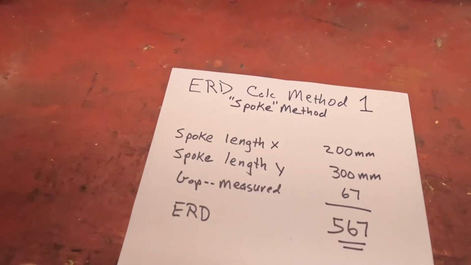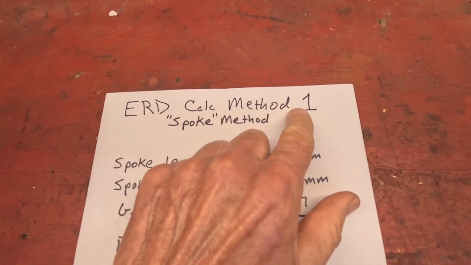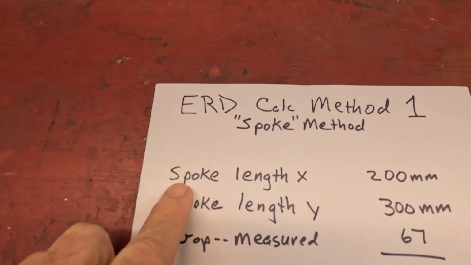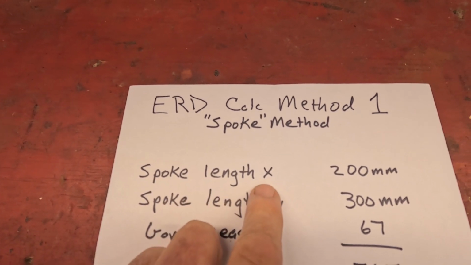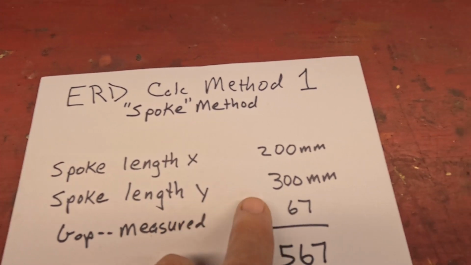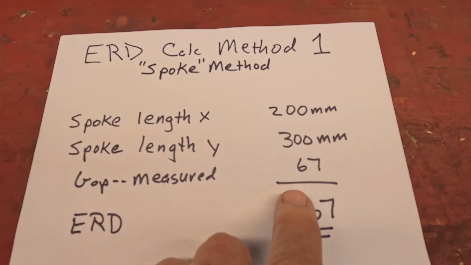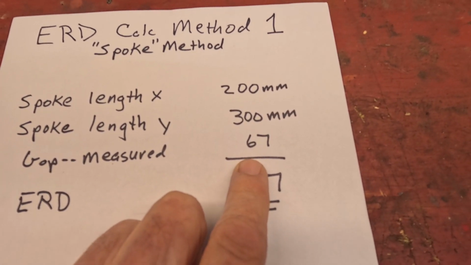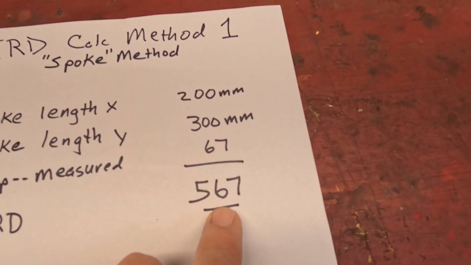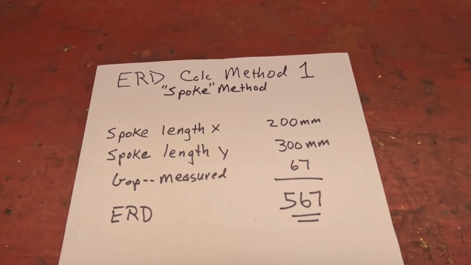This summarizes what we've done here for ERD calc method number 1, also referred to as the spoke method. The length of the first spoke, X, was 200 millimeters. The spoke length Y was 300 millimeters. And the gap that I measured with the caliper was 67 millimeters. When you add those up, you come up with 567, which is the estimated ERD using method 1.